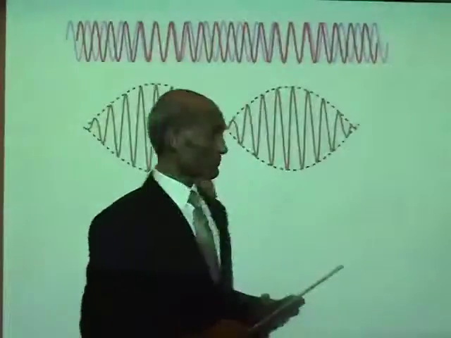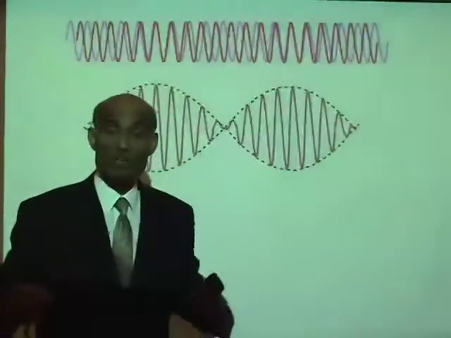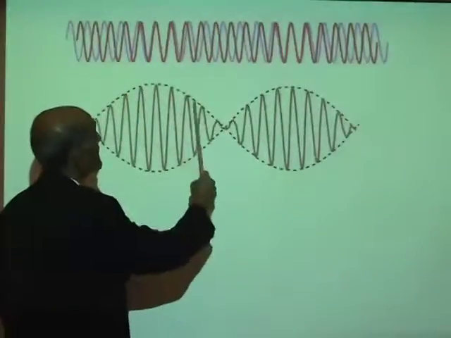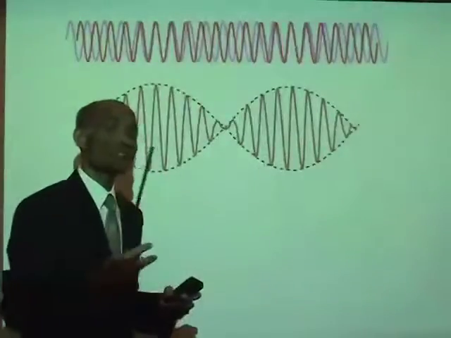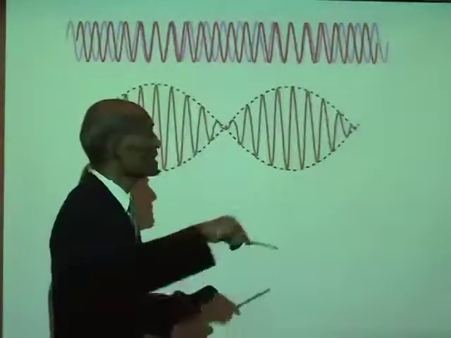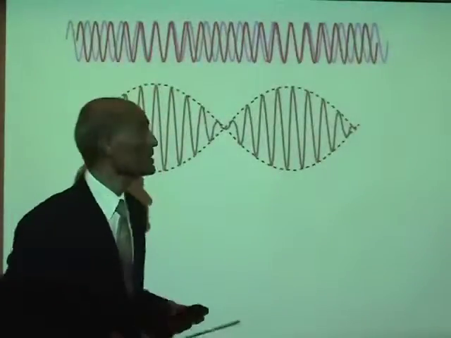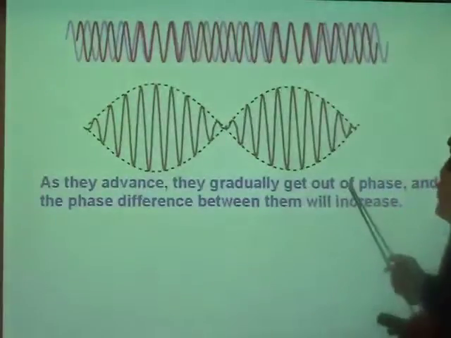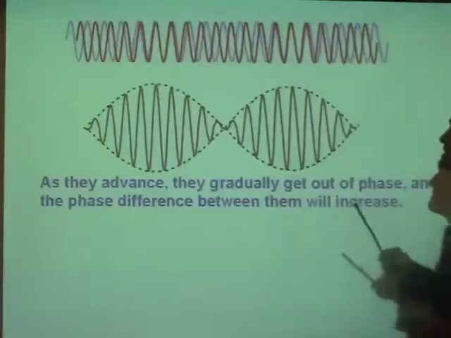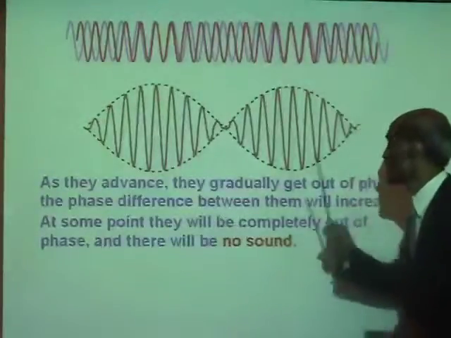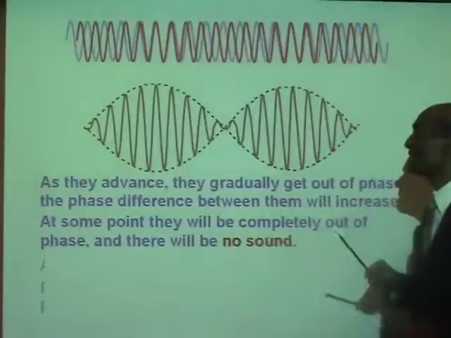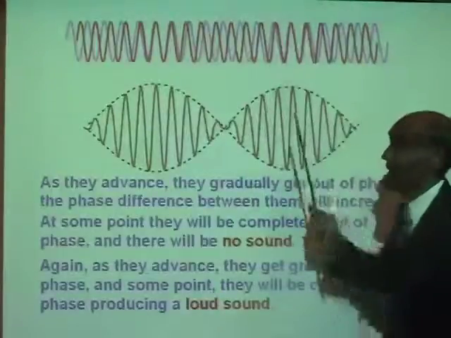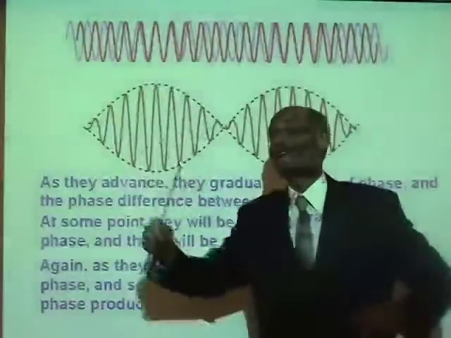So, a sound of frequency 12 Hz, another of 10 Hz, advancing together, will get in phase and out of phase how many times a second? 2 times a second, producing 2 loud sounds and 2 low sounds. Alright, so as they advance, they gradually get out of phase and the phase difference between them will increase. At some point, they will be completely out of phase and there will be no sound. Alright? And then, as they advance again, they get in phase, you get a loud sound.